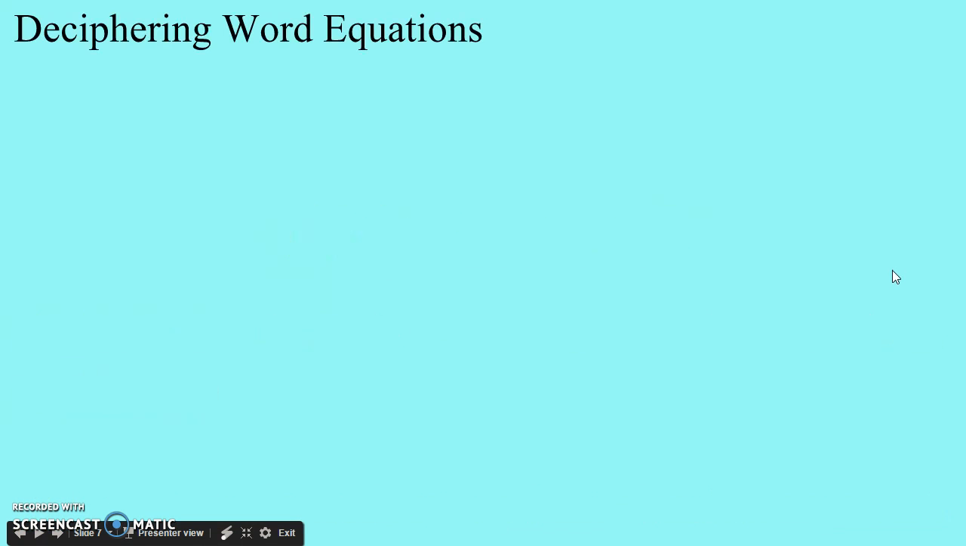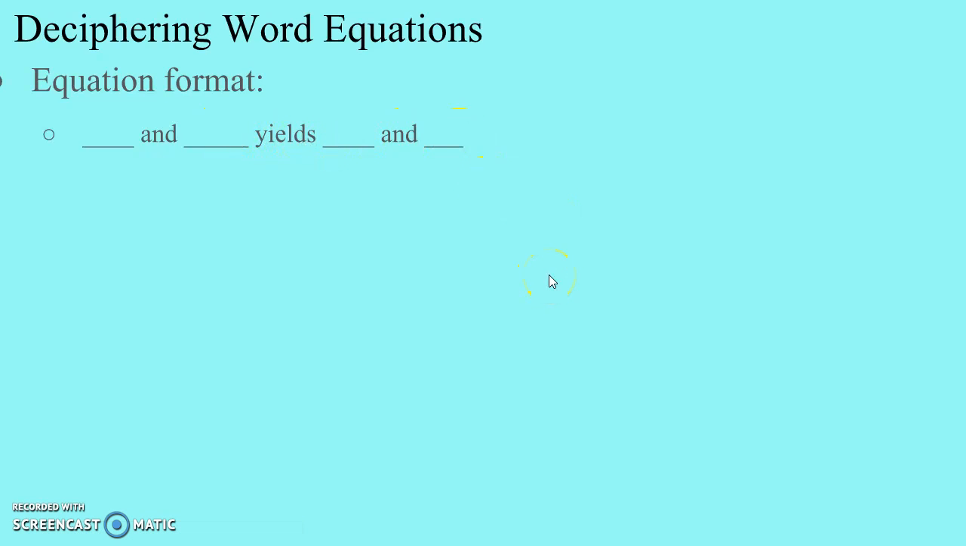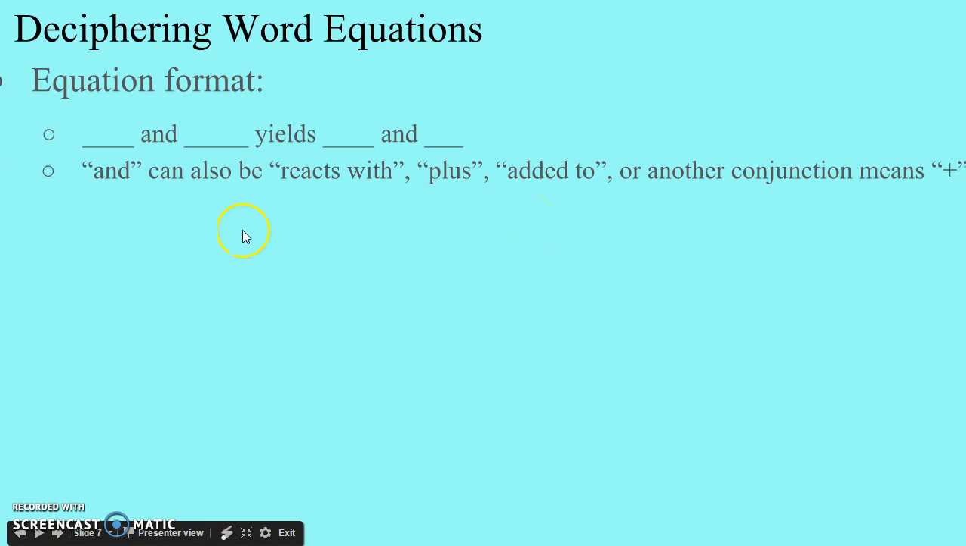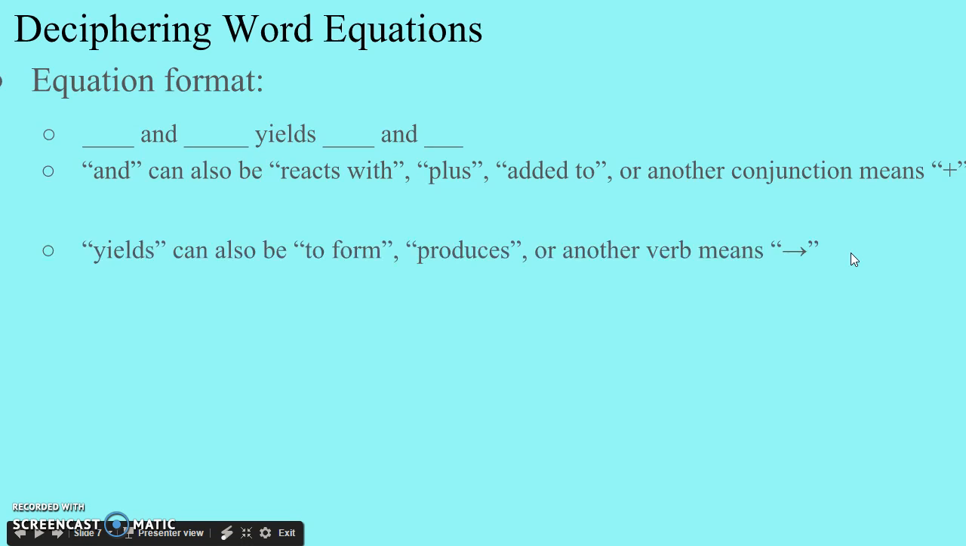So deciphering word equations. The basic equation format, we tend to write it in a "blank and blank yields blank and blank" format, meaning I take this and I combine it together, and then the arrow means yields, so I produce this and this, kind of our general format. And it can also be reacts with or plus or added to or another conjunction. It just means the plus sign. So if I have this reacts with this to produce this and this, there's just some terminology that goes with it. Yields can also be to form, produce, or really draw it as an arrow.